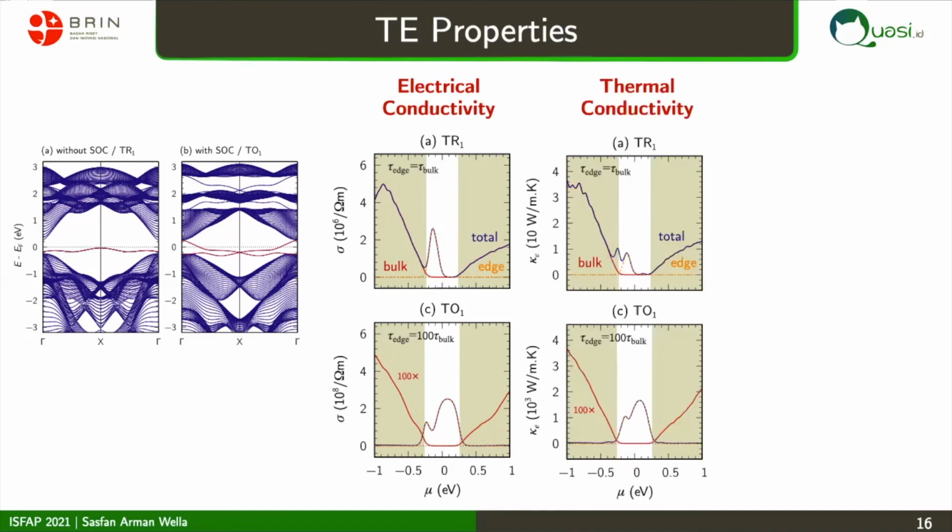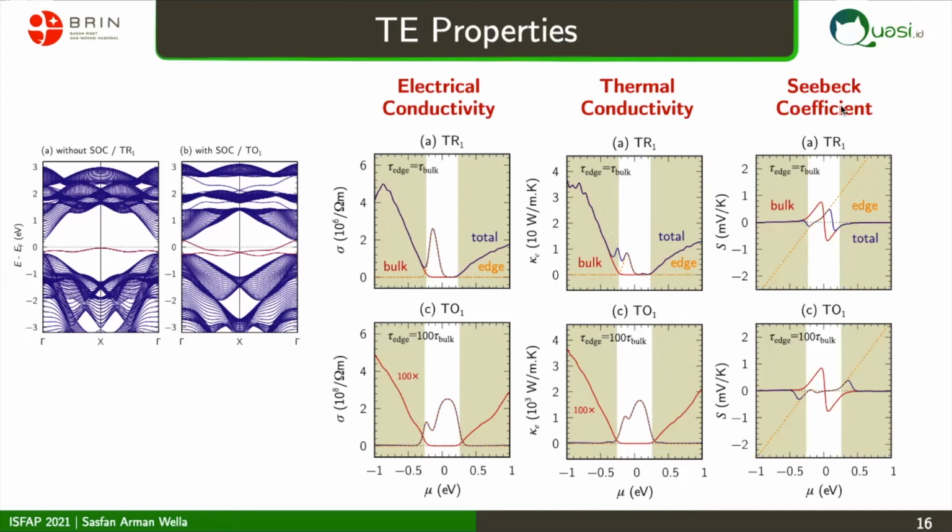For thermal conductivity, the trends largely follow the behavior of the electrical conductivity, indicating good agreement with the Wiedemann-Franz law. However, we can see there is an additional peak for the thermal conductivity. This comes from the bipolar effect. If you look at the Seebeck coefficient, the bulk contribution and the edge contribution have opposite sign, making the thermal conductivity become larger here. You can also see that the edge contribution in the Seebeck coefficient is largely a linear function of mu. This behavior can be understood from the Mott formula.